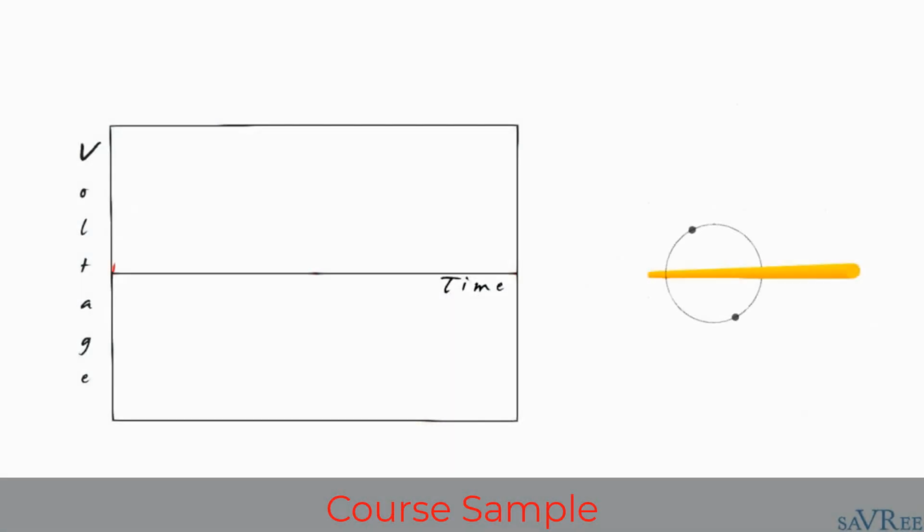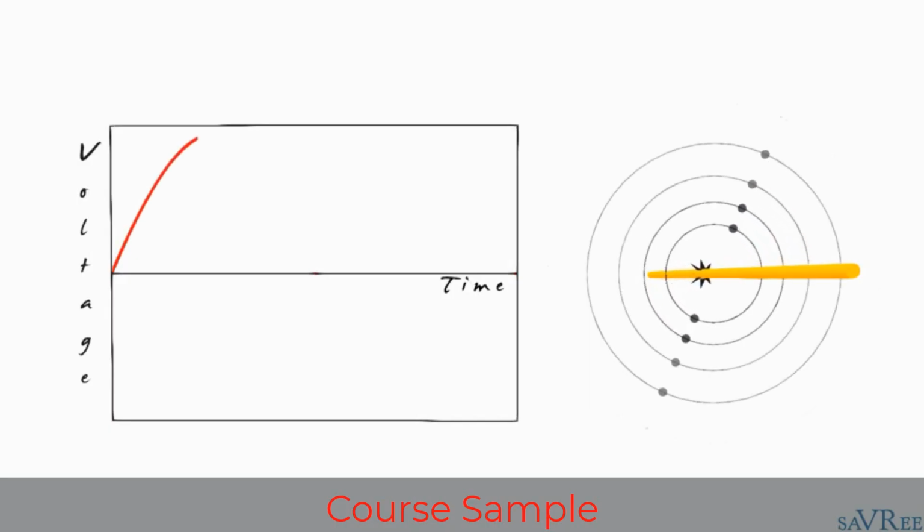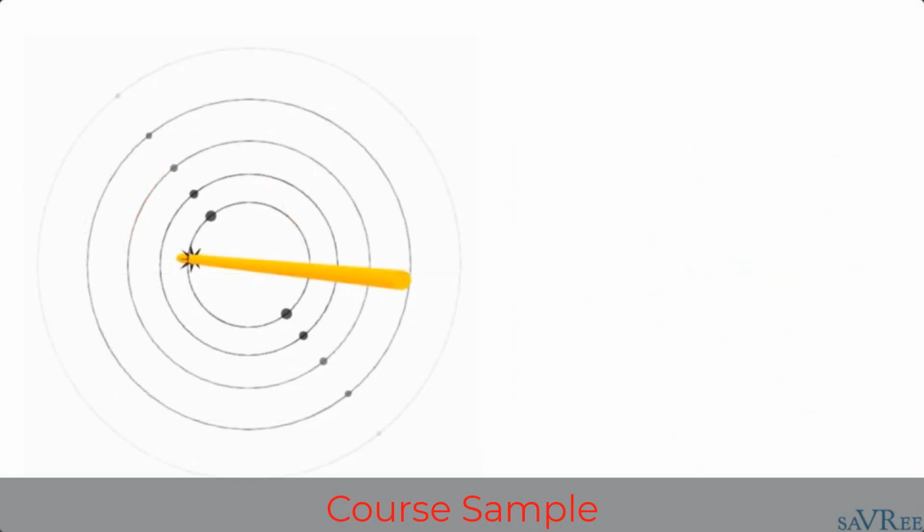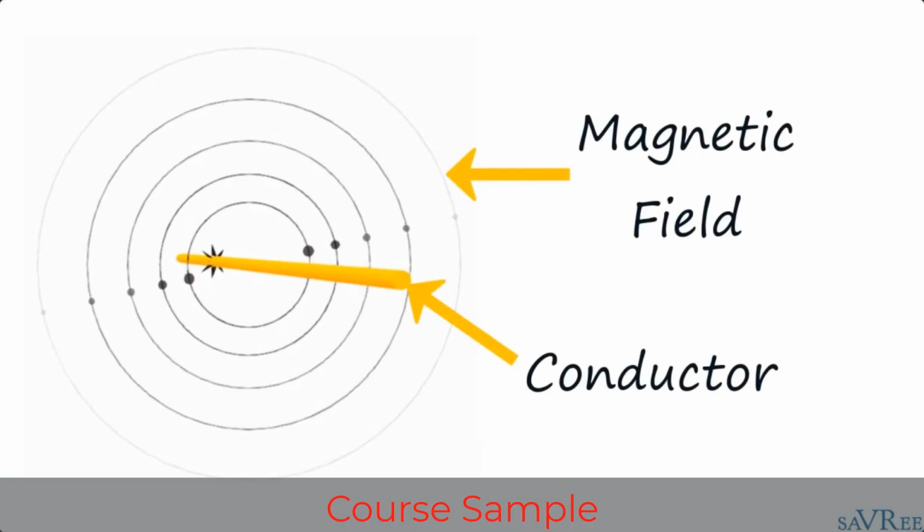What's really fascinating is that when we change from positive voltage to negative voltage, the direction of current flow reverses. Because the direction of current flow reverses, the direction of the magnetic field around our conductor also reverses. When current flows through a conductor, it creates a magnetic field around that conductor.